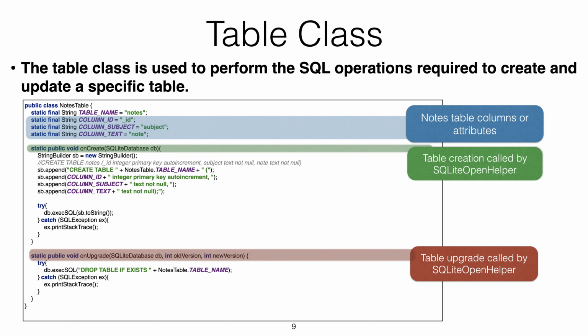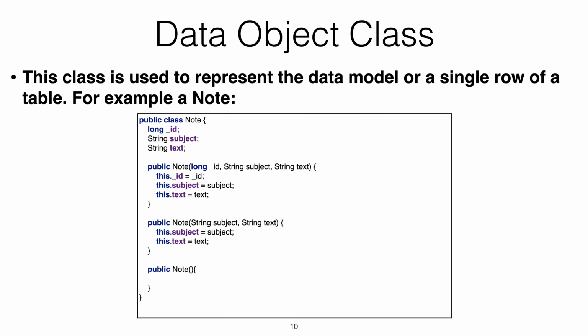Okay, now you have an idea of what this notes table is; it's basically just to represent the table, right? Now, to represent an object in the table, we create the note class, and that note class has an ID, a subject, a text, and so on. That's the note class. And the note class is just a simple class that holds the note data, right?